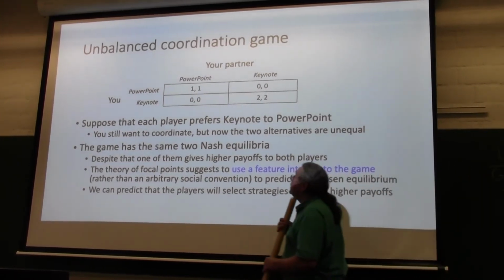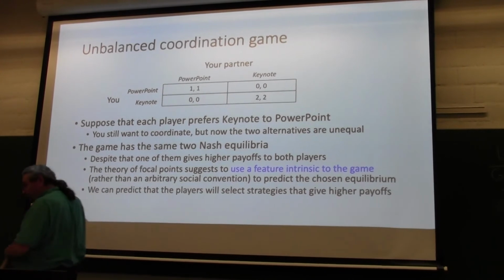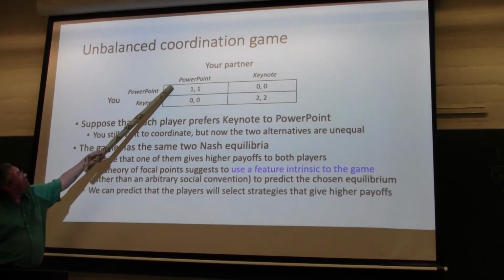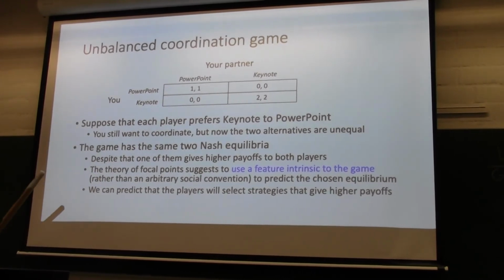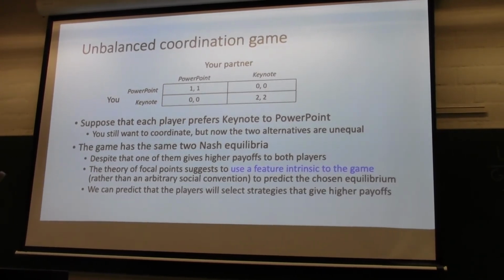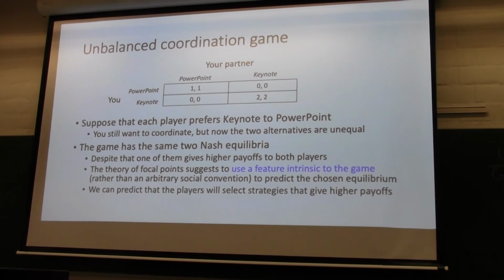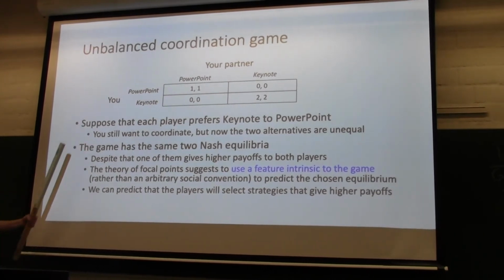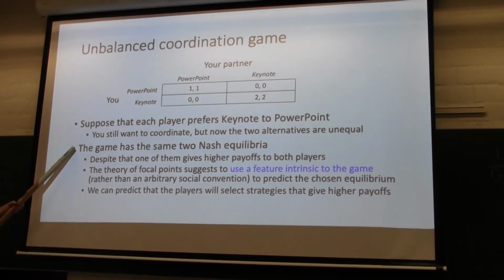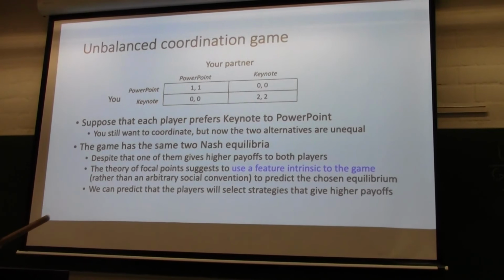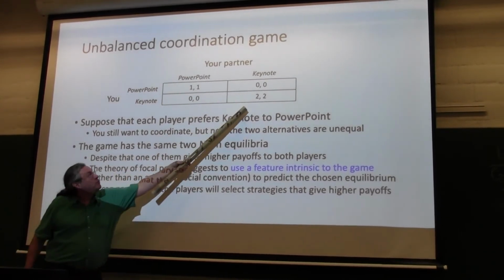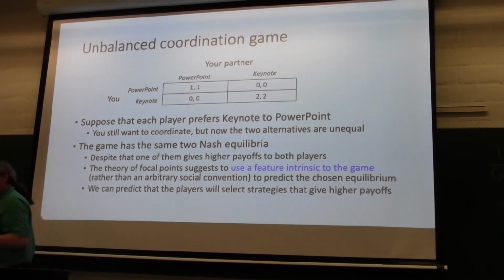Okay. Now, suppose that it's a similar game, PowerPoint and Keynote, but each player prefers Keynote. For some weird reason, I have no idea why they would do that, but yeah, they prefer Keynote. The alternatives are equal. So there are still two Nash equilibria, 1, 1 and 2, 2. But one of them gives higher payoffs to both players.